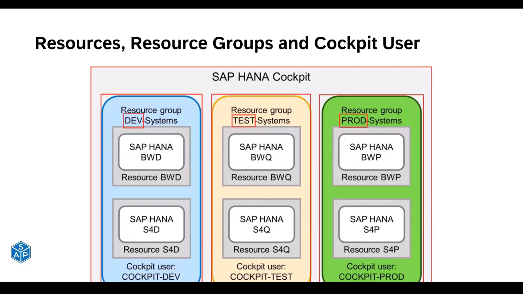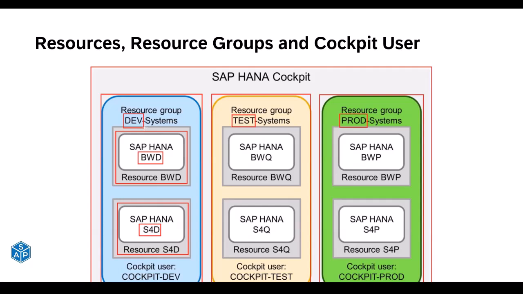So you can make one resource group for your development system, one for your quality or test system, and the third for your production system. All the databases in your development environment, for example your SAP HANA database, you can create one resource for it. You can create one resource for your BW development database. This is for your S4HANA development database, and this is for your BW development database. So all the development databases you can put into one resource group.